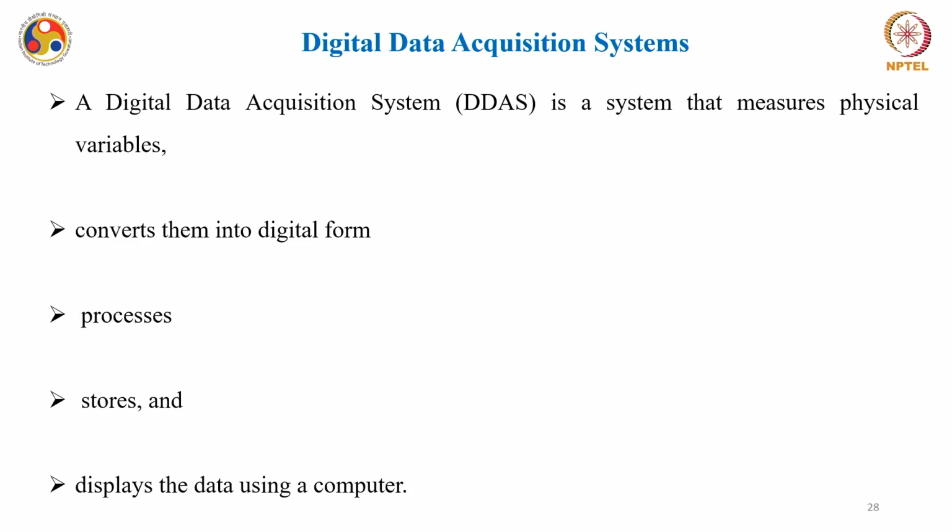Now, a digital data acquisition system, or DAS, is a system that measures physical variables, converts them into digital form, and has the capability to process and store them, and of course it can also display. But the processing capability is very important, and this enables it for further analysis.